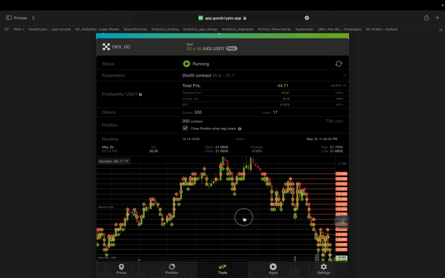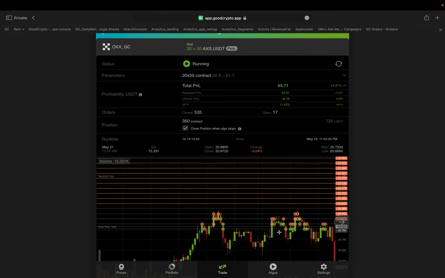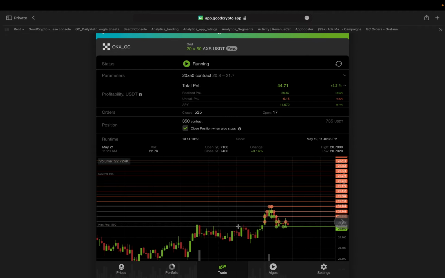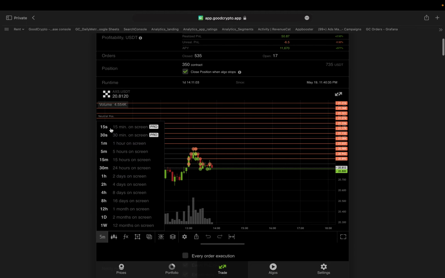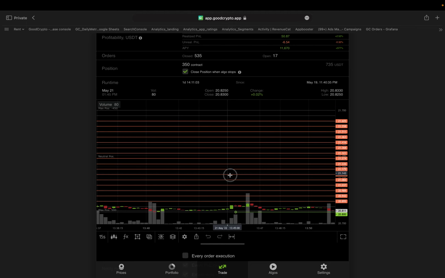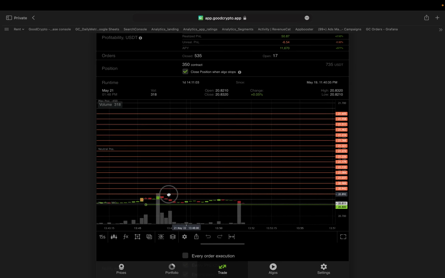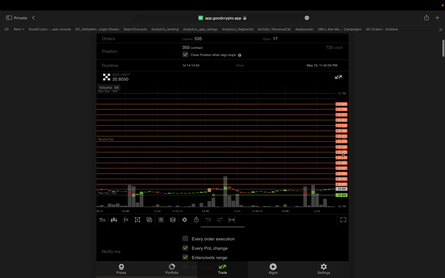So it's still in range, right? It keeps running. It's been out of the range. It's back in range now. Let's see what's going on in the 15 seconds candle. So it keeps working, and it keeps making me money.